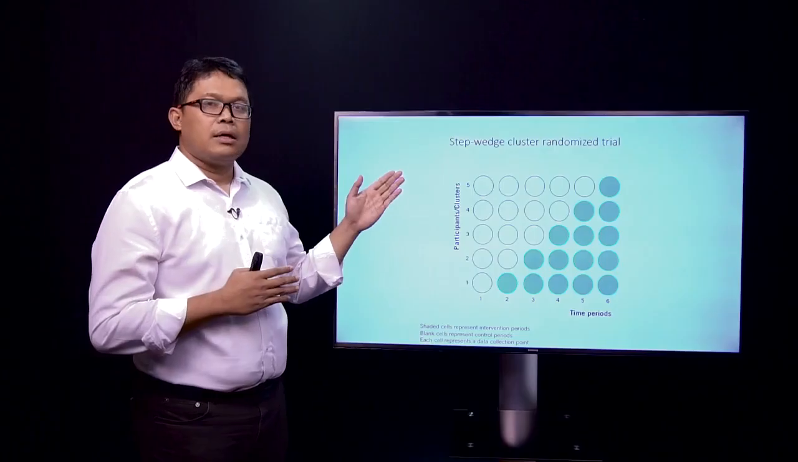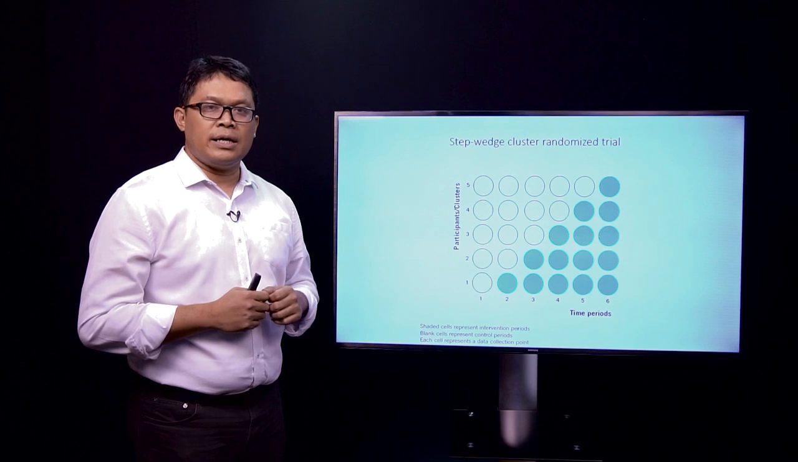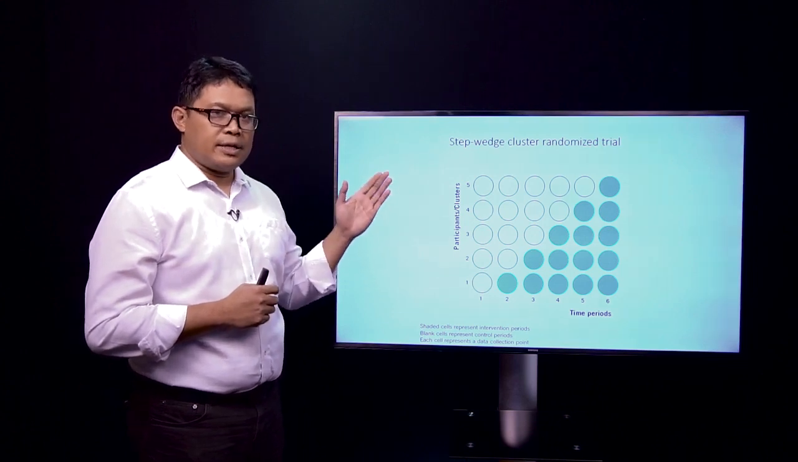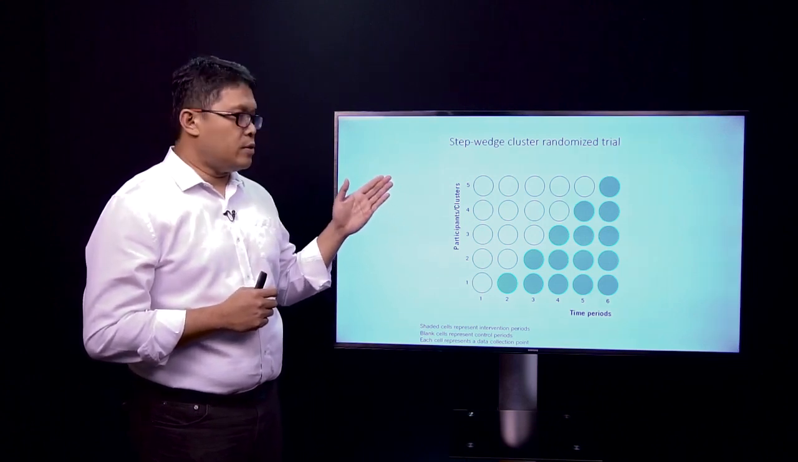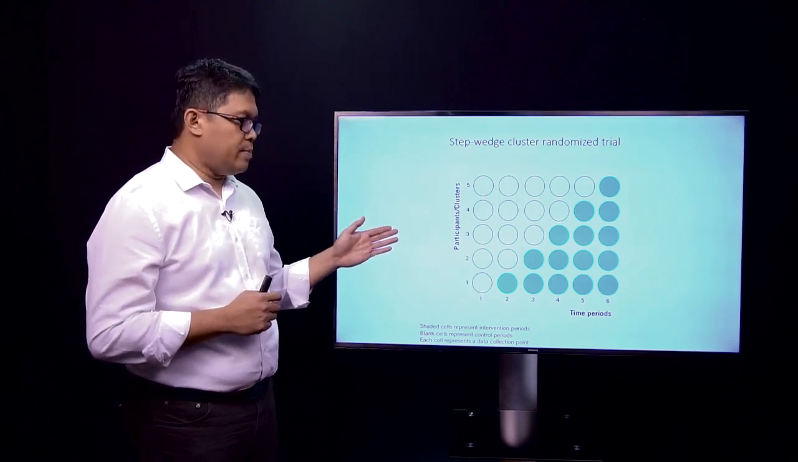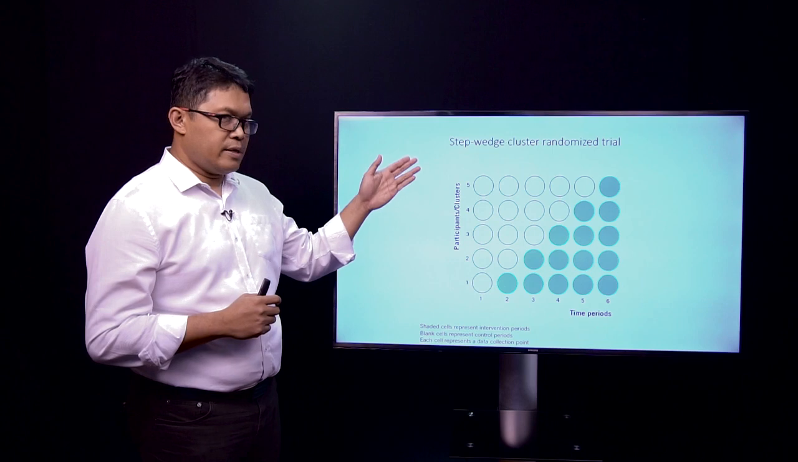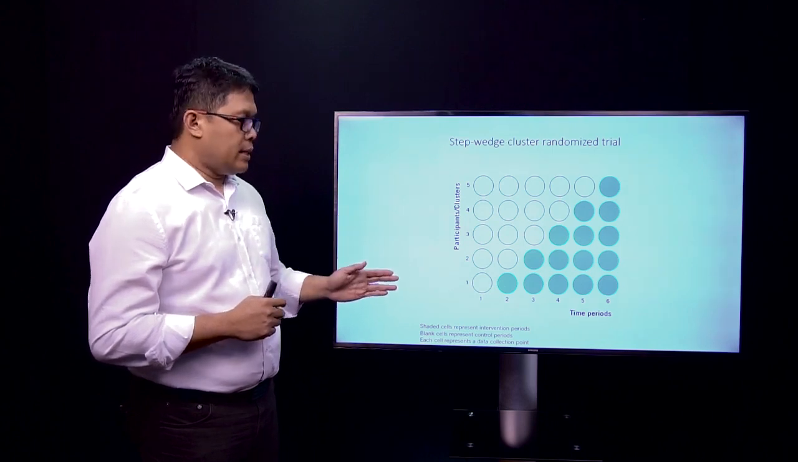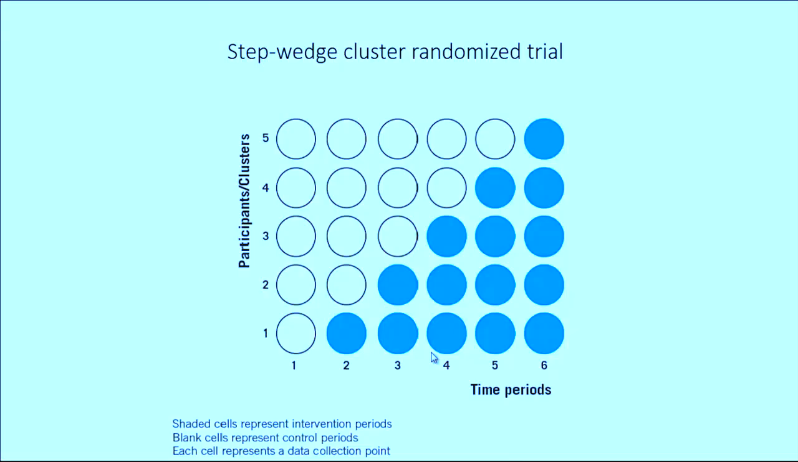The stepwise cluster randomized trial is another experimental design which is commonly used in implementation research. Here, participants can still be assigned to different treatment groups, but all the participants will have the intervention eventually, but the time of intervention will be decided randomly by the researchers.